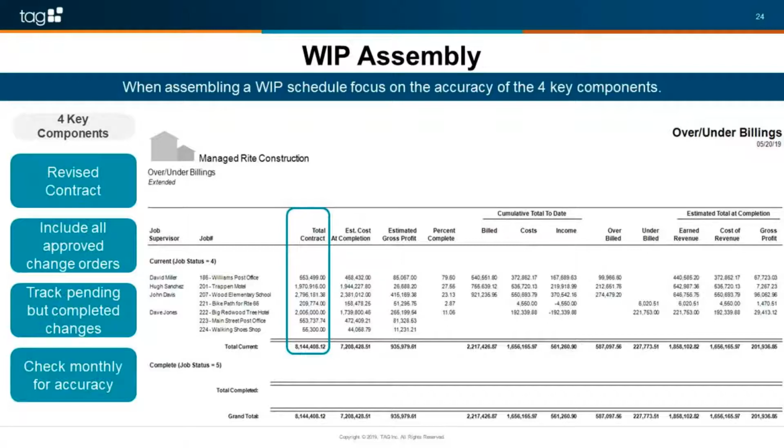And you need to make sure to check this information monthly for accuracy, okay? The contract amount could constantly be changing with change orders. So we want to make sure when we're creating our work in progress schedule that we have the most current and up-to-date contract information.